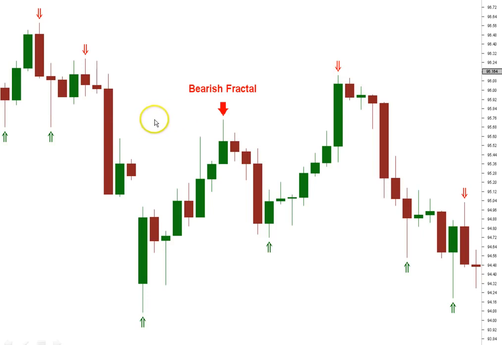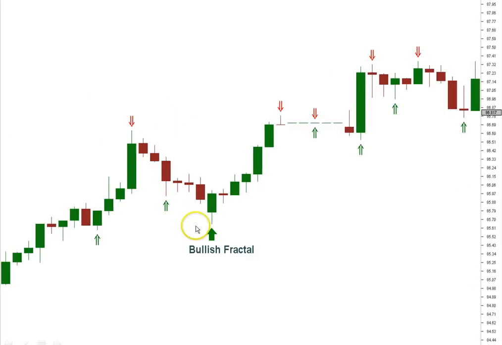Let's go to the bullish fractal. So here's a bullish fractal. You can see this low is the lowest, and then this low and this low do not exceed this low. These two lows do not exceed that low. So it has to be the 5 candles: 1, 2, 3, 4, 5.